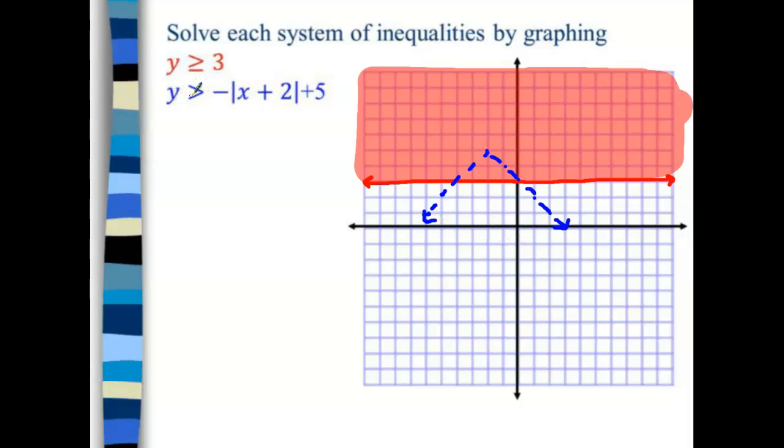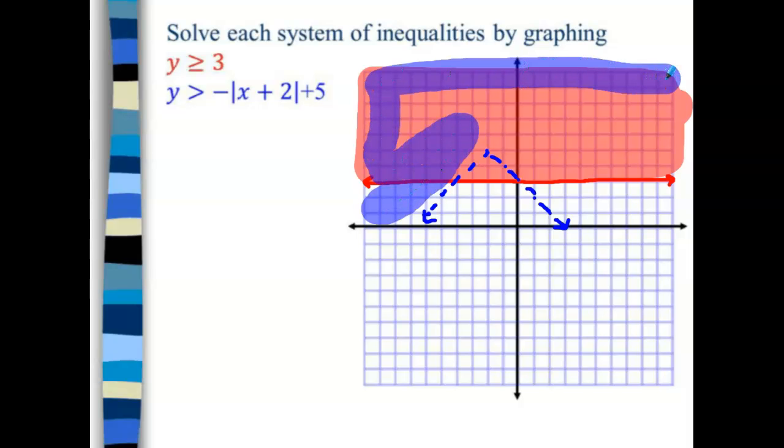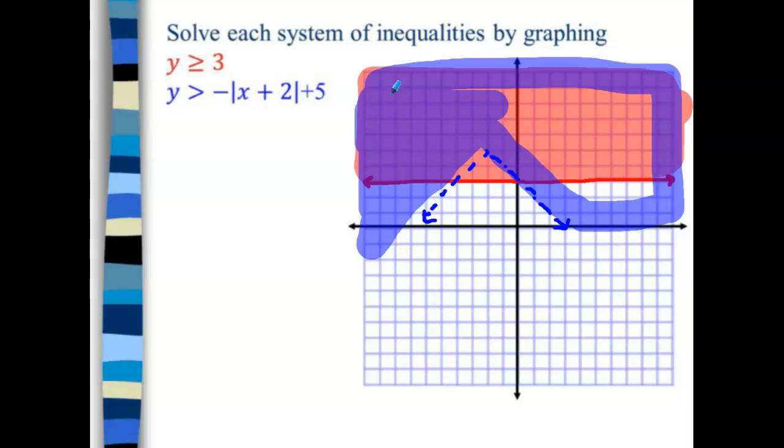And the y values are greater than, so here's my vertex, so that means the y values are above the absolute value. So that would be everything above it. So my solution set will come from where both the red and the blue overlap, or the purple.